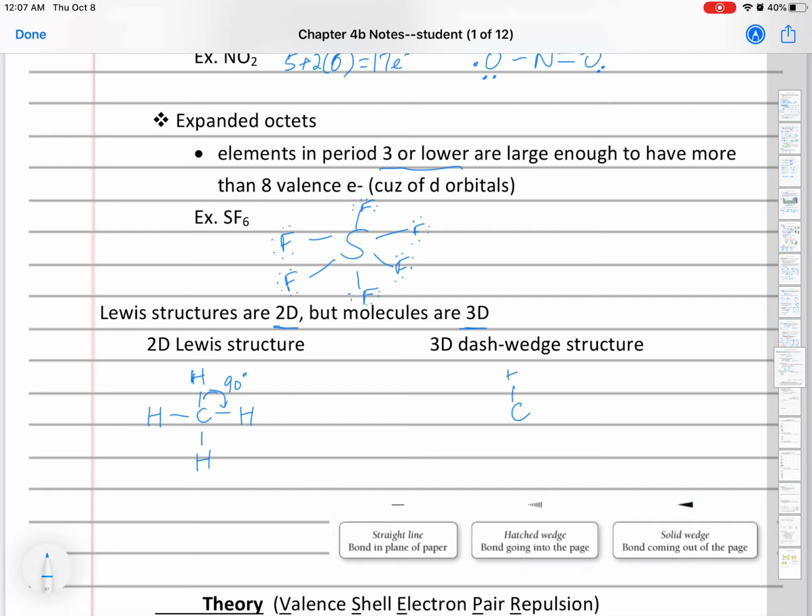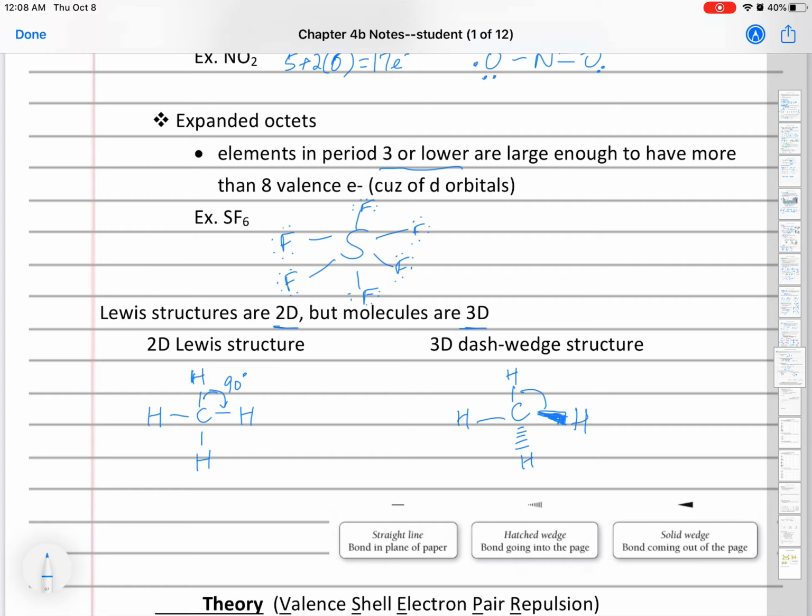But if we were to try to draw it in 3 dimensions, the way that chemists do this on paper is they draw using straight lines and wedges and dashes. So we call it the dash and wedge structure. The dashed one is like the hydrogen. Imagine that hydrogen going into the page, like it's going out the back side. And then the solid wedge represents an atom coming out of the page at you. So it's an attempt to try to draw the molecule in 3 dimensions on a flat piece of paper, okay?